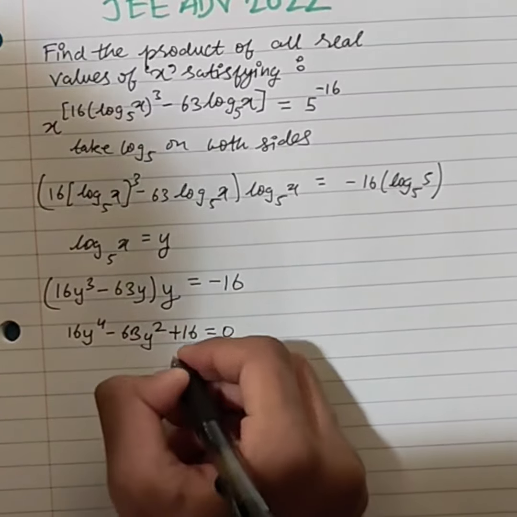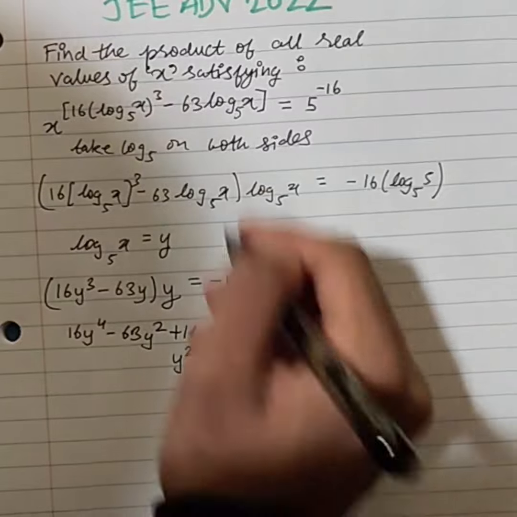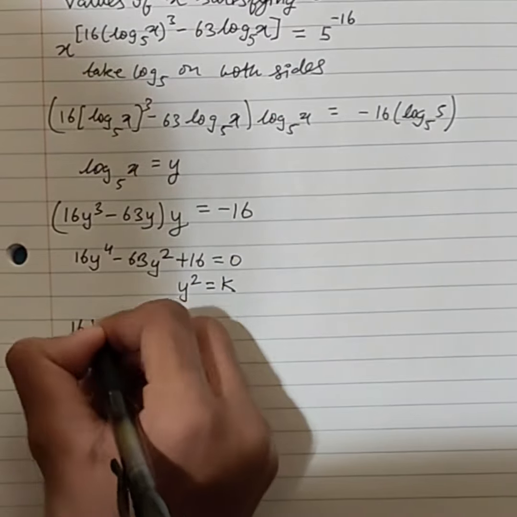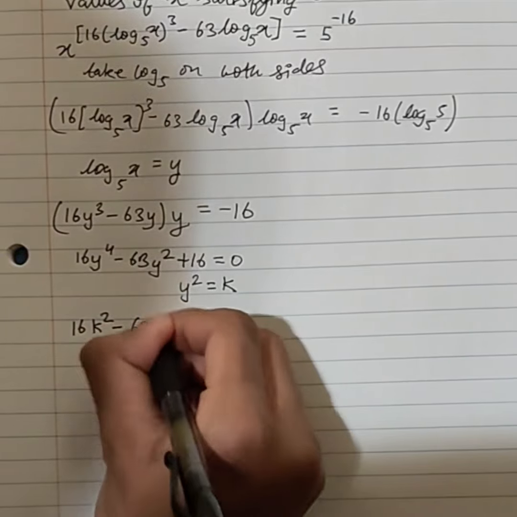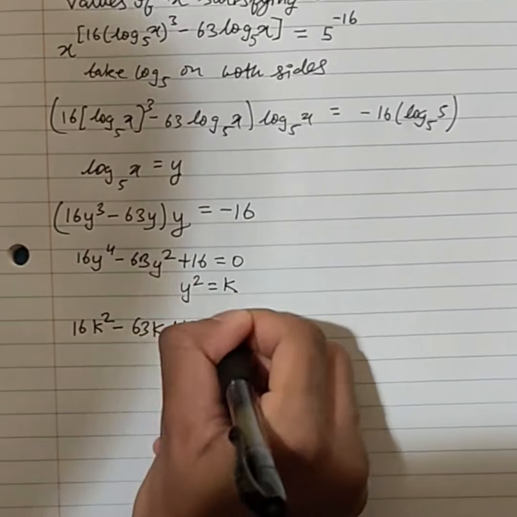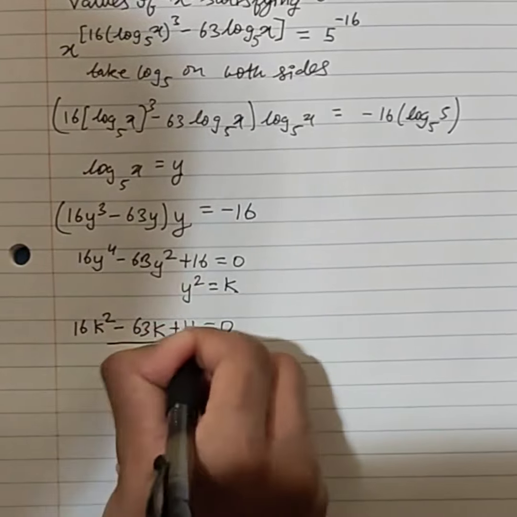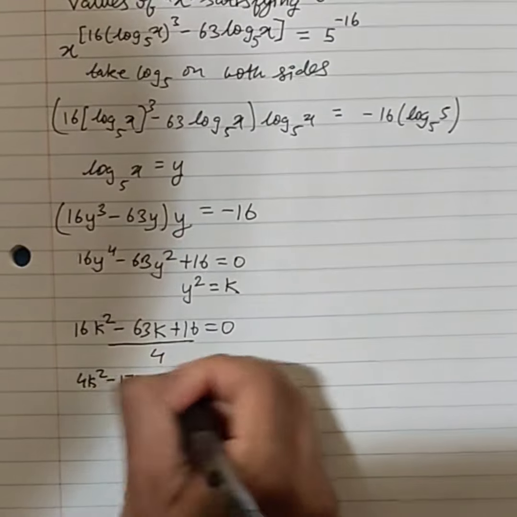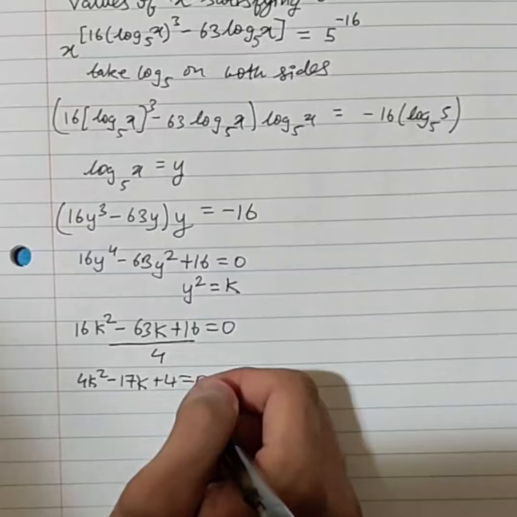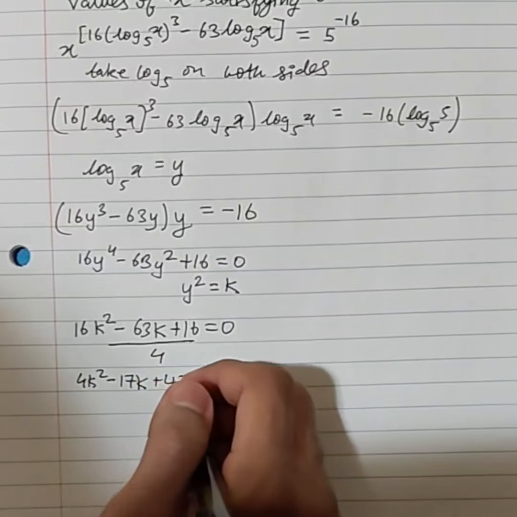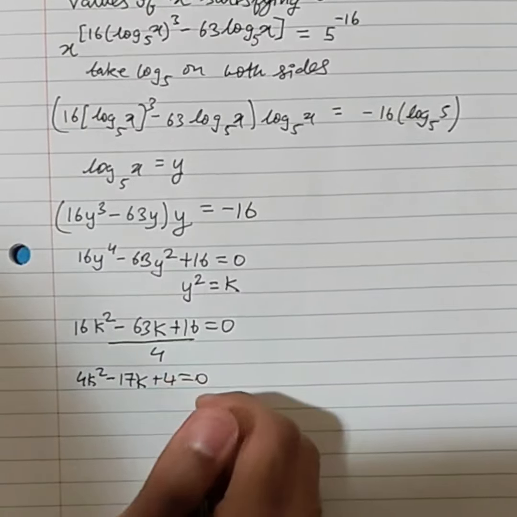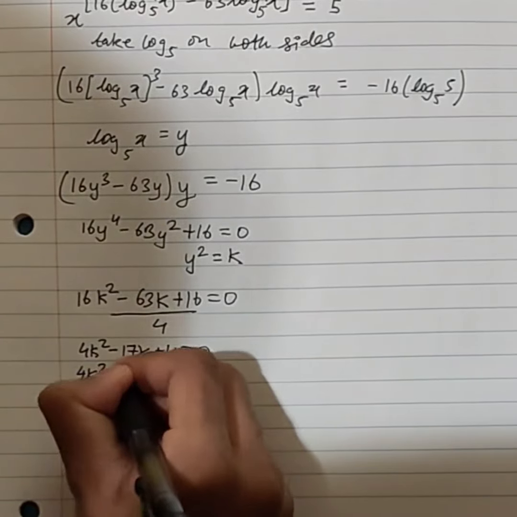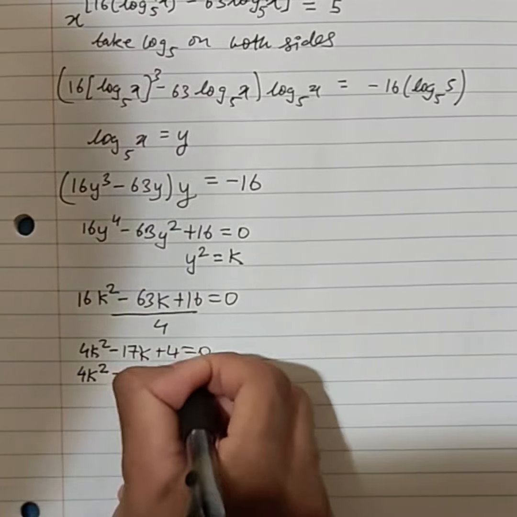So now what we can do is we can take y squared to be k, right? We've not assigned k yet, so we'll take k, and this just becomes 16k squared minus 63k plus 16 equates to 0. So this becomes a quadratic. We can divide the whole thing by 4, so this becomes 4k squared minus 17k plus 4 equates to 0. To split the middle term, we can take 16 and 1. So 4k squared, this will become negative 16k minus k plus 4 equates to 0.